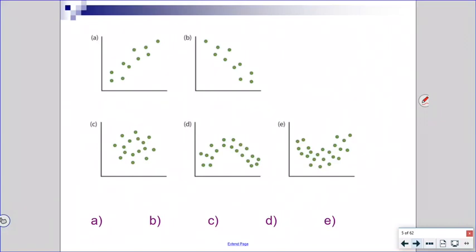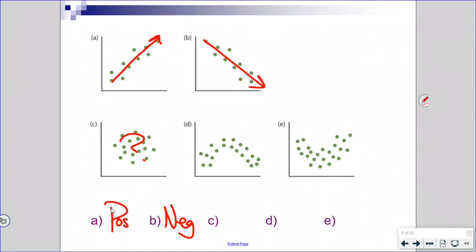Right, what you should get is A should be a positive, B should be a negative. And you can tell because A, positive correlation, B, negative correlation, negative slope. This has no correlation whatsoever, no pattern, just a bunch of dots everywhere.